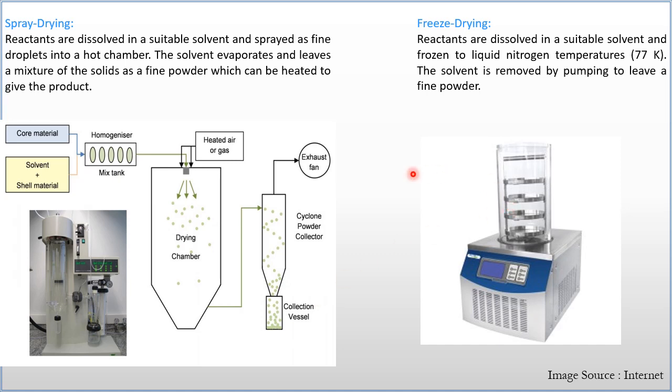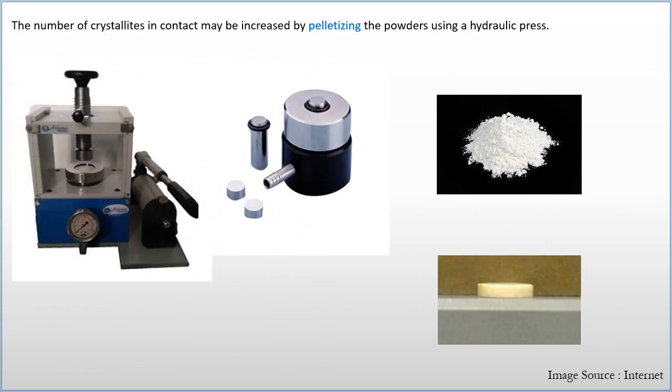Another way of doing the same is using the freeze drying method. Here reactants are dissolved in a suitable solvent and they are frozen to liquid nitrogen temperatures. Then the solvent is removed by pumping to leave a fine powder. So vacuum is applied and the solvent evaporates, and the mixing which was done in the solvent phase will ensure that the fine powder of your reactant mixture is obtained, and then this powder is further used for reaction.